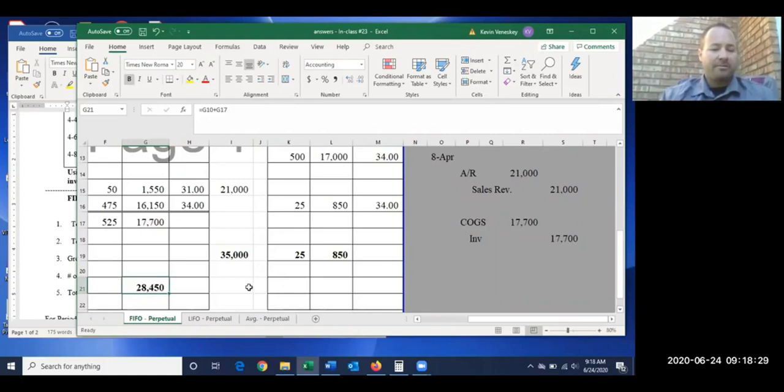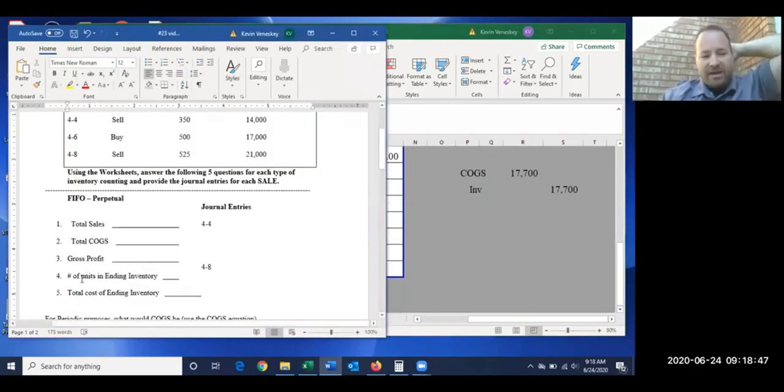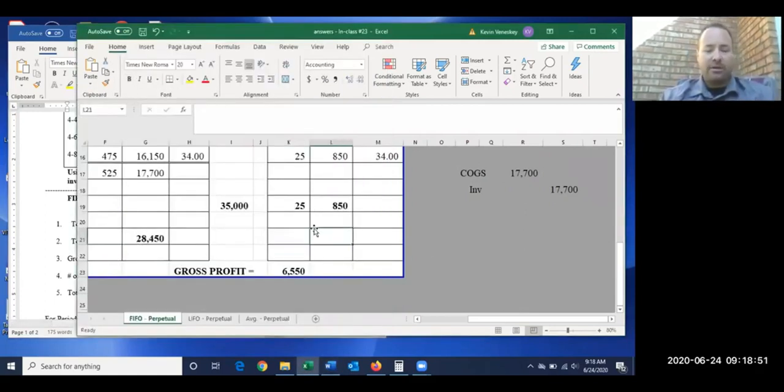My gross profit, I simply want to combine these two. Take what I sold, 35,000, minus the 28,450. And that's how much money I made on the 2 sales. And then finally, number of ending units and the total cost of my ending inventory. Well, that's simply what I have here. I have 25 items left, and they cost me $850.